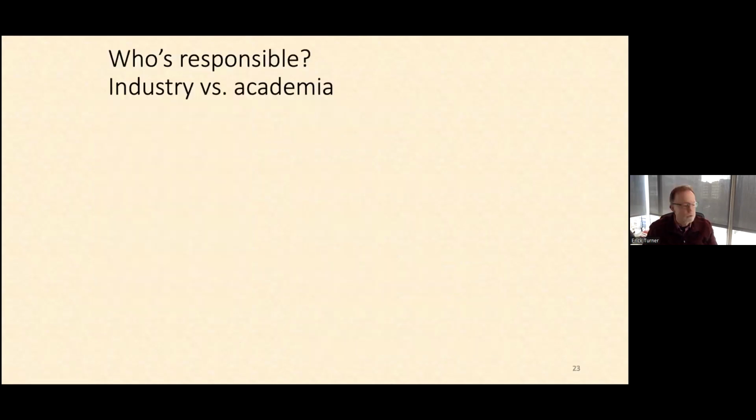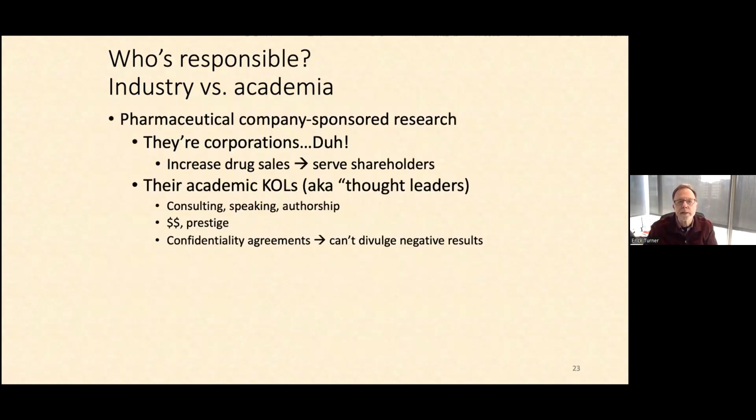So who's responsible for this? You have industry versus academia. Well, of course, the pharmaceutical companies are corporations, duh. Their mission is to serve their shareholders, and they can best do that by increasing drug sales. And how are they going to increase drug sales if they say, yeah, our drug that we want to sell you doesn't work? That's not going to sell the drug very well.